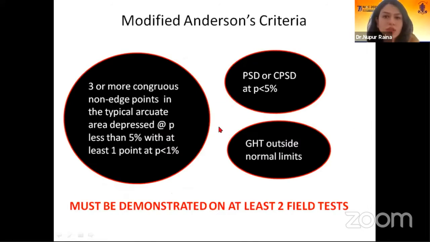Besides this, we also need to know the Anderson's criteria. What are these? 3 or more congruous non-edge points in the typical arcuate area depressed to a p-value of less than 5%, and at least 1 point depressed to a p-value of less than 1%, a pattern standard deviation or a corrected pattern standard deviation with a p-value of less than 5%, and glaucoma hemifield test outside normal limits. This must be demonstrated on at least 2 consecutive fields.